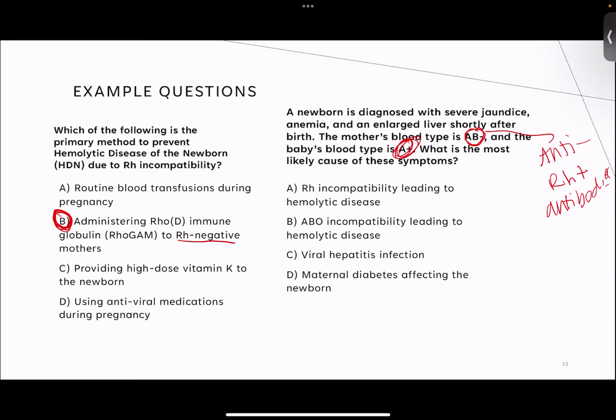How do we know that it's not ABO incompatibility? Because the mother is AB, the baby is A. To the mother, the A looks normal. It's the RH that's the problem, not the ABO. There's no indication that there is a viral issue going on here, but there is an RH incompatibility. And there's no indication that diabetes is playing a factor. This is going to be an RH incompatibility, as it is the most likely cause of these symptoms.